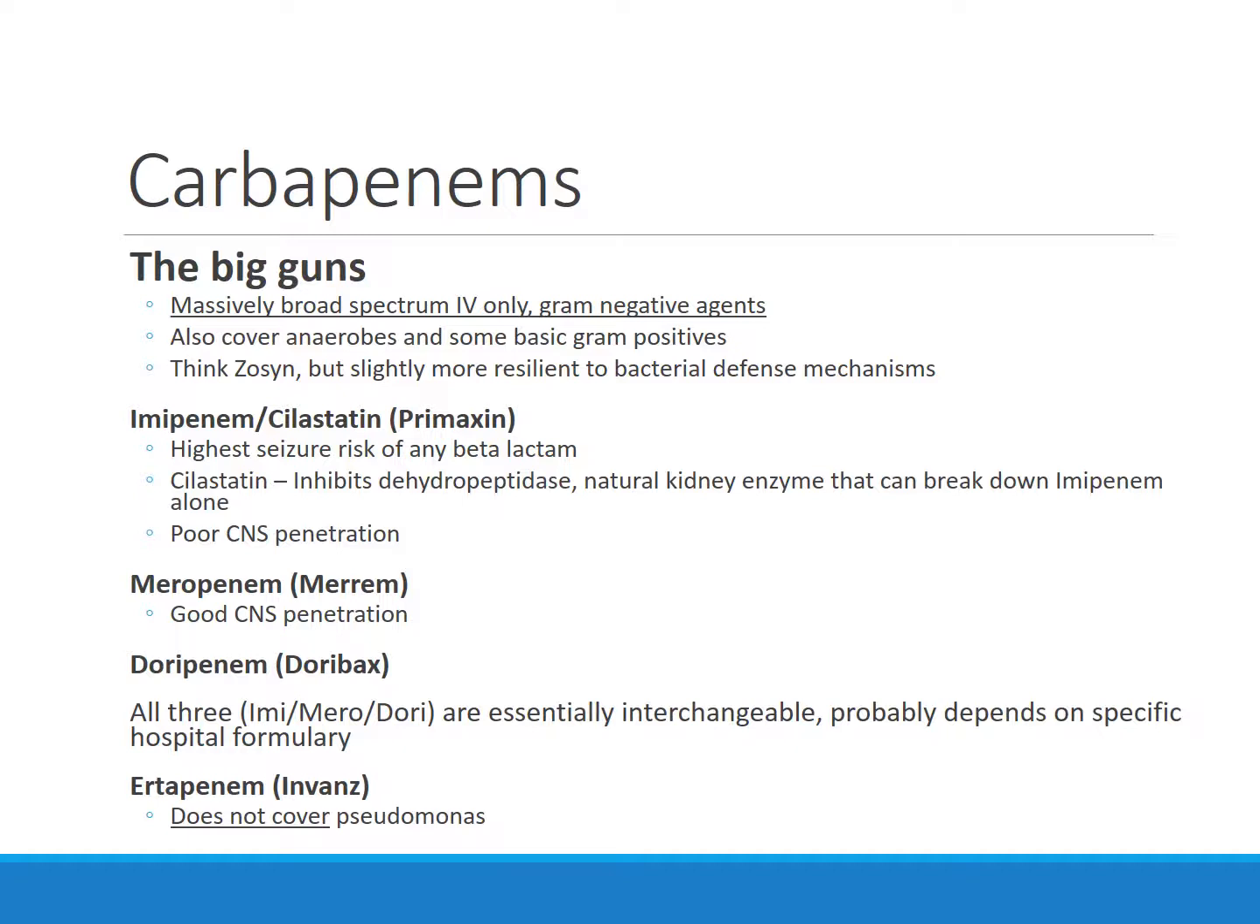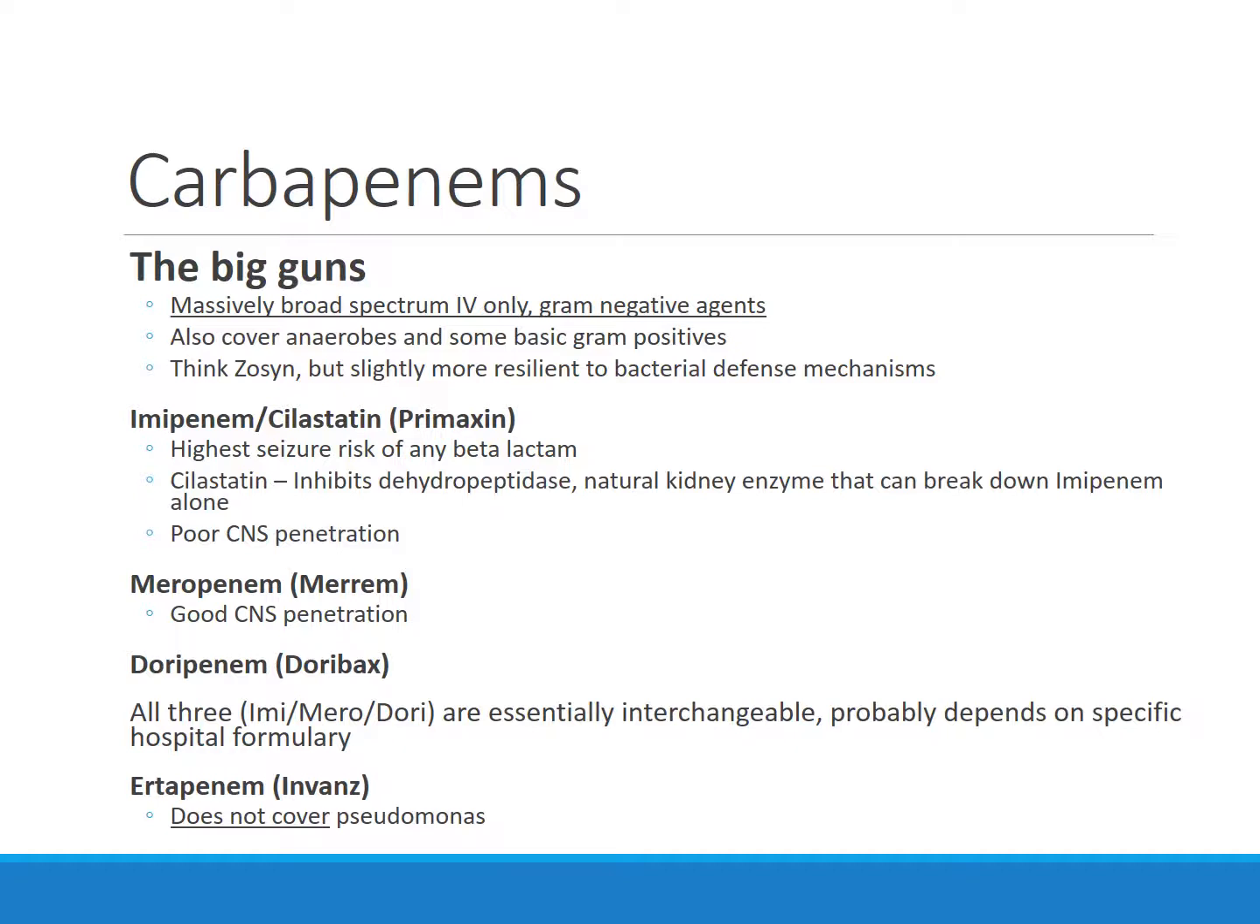Imipenem is not combined with a beta-lactamase inhibitor. That cilastatin is actually an inhibitor of an enzyme called dihydropeptidase, which is a natural enzyme that the kidneys make that can break down imipenem by itself. Imipenem also doesn't really penetrate the central nervous system. So for really resistant infection, you can't use it in the CNS. Meropenem has a lower seizure risk than imipenem and better CNS penetration. So some people will argue meropenem is maybe the superior one.